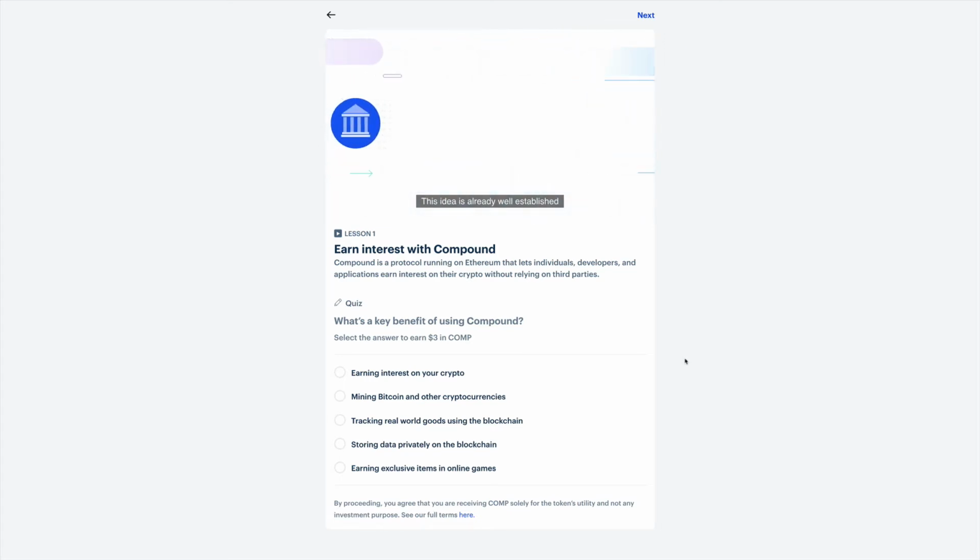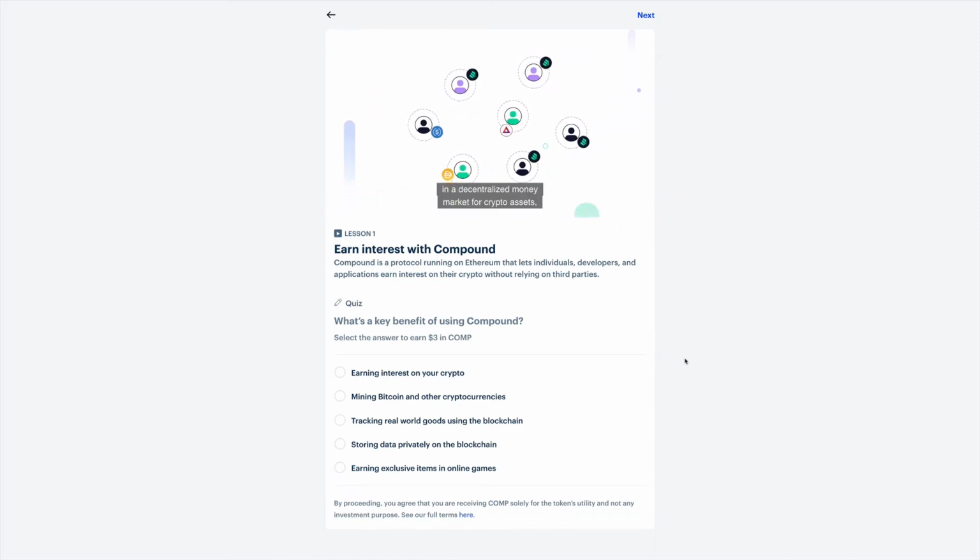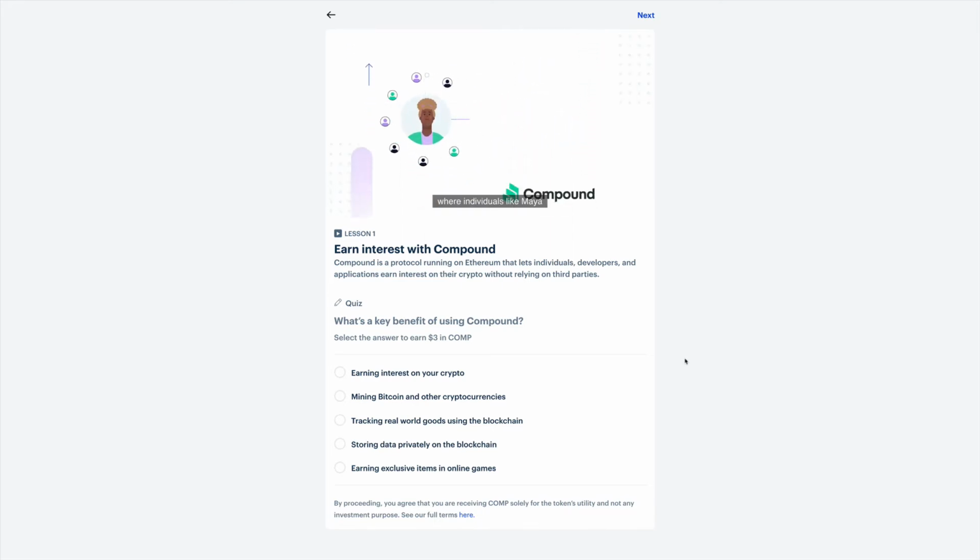This idea is already well established in the traditional finance world, where a $5.5 trillion short-term borrowing and lending industry exists in what are called money markets. Compound allows its users to participate in a decentralized money market for crypto assets, where individuals like Maya can supply their assets to Compound and immediately begin earning interest.